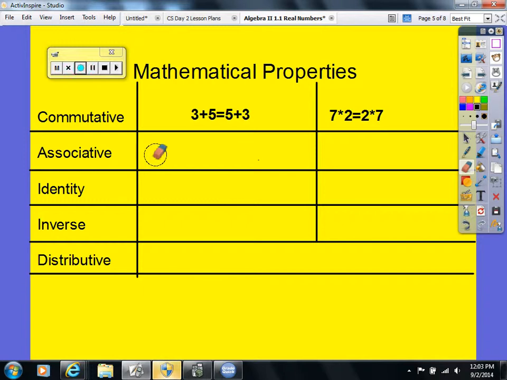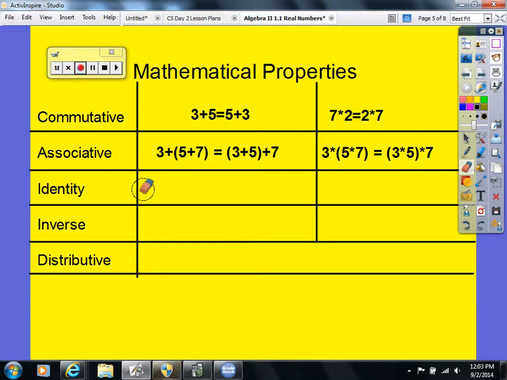The associative property has three numbers that are identified with it. The only difference here is my parentheses have moved. Same thing with multiplication. Identity. When I hear the word identity, I like to think of looking in a mirror. When I look in the mirror, I see myself. So what number can I add, let's say the number 6 to, and still get the number 6 out? 0. So the identity number for addition is 0. For multiplication, it is the number 1.